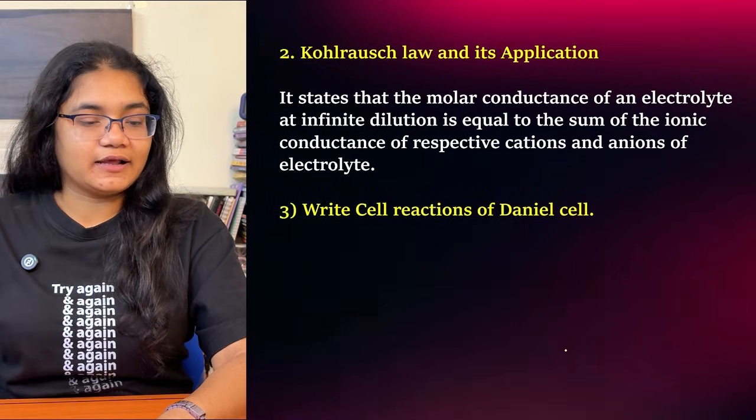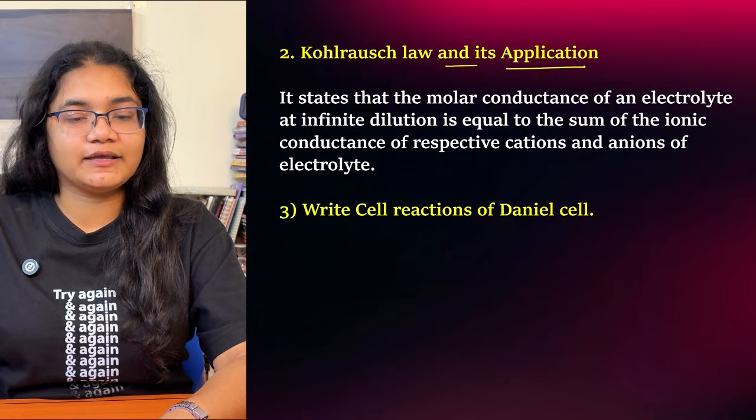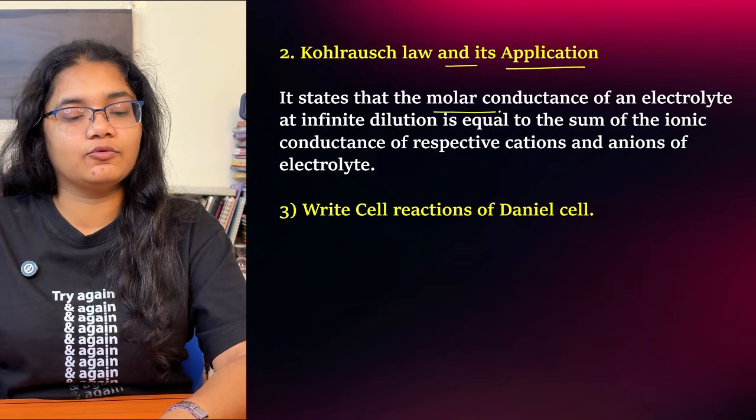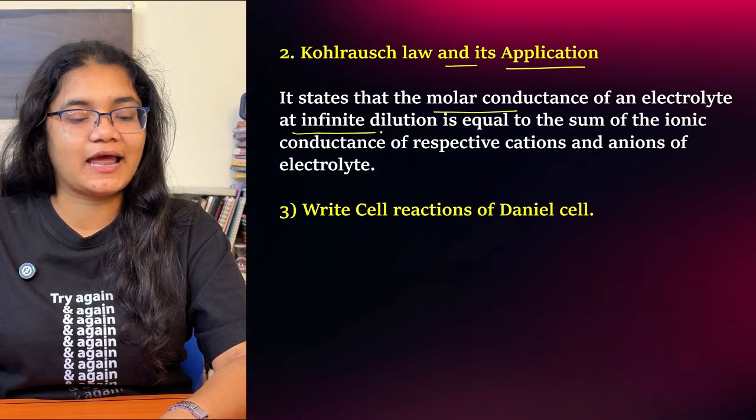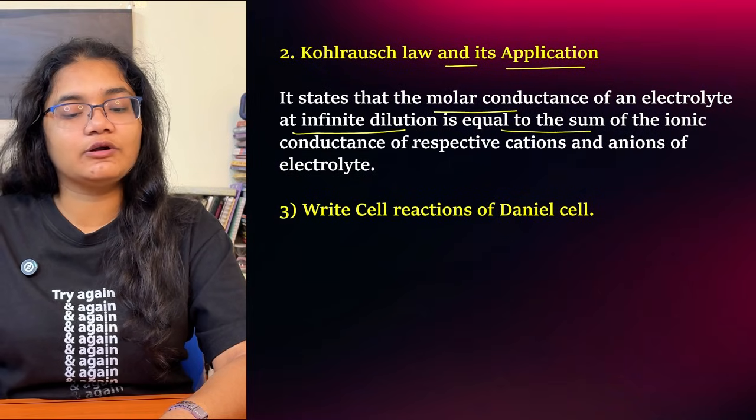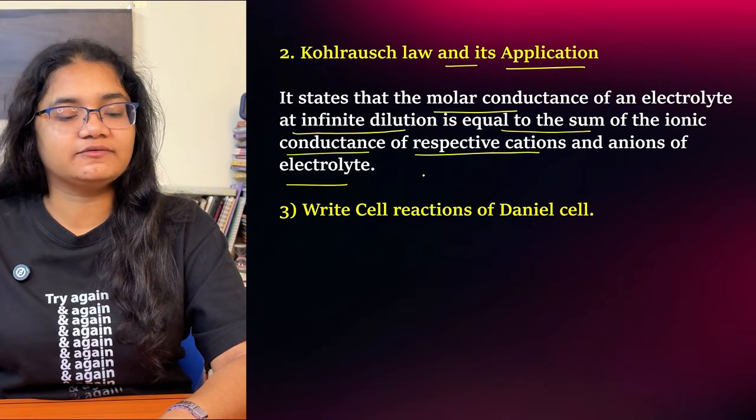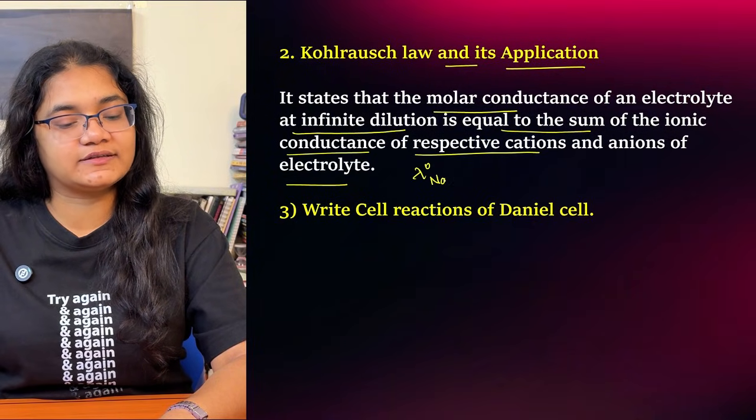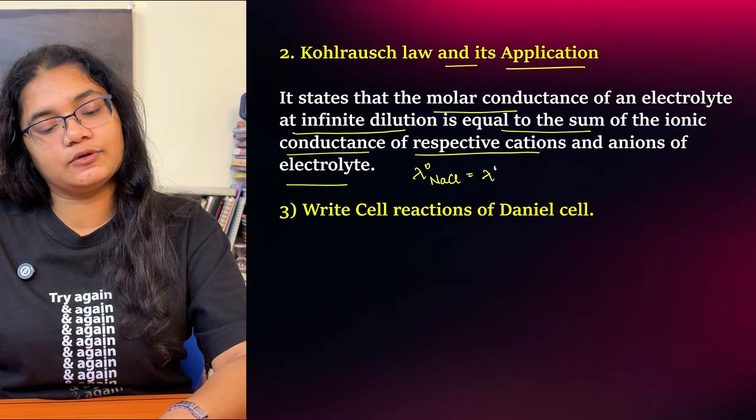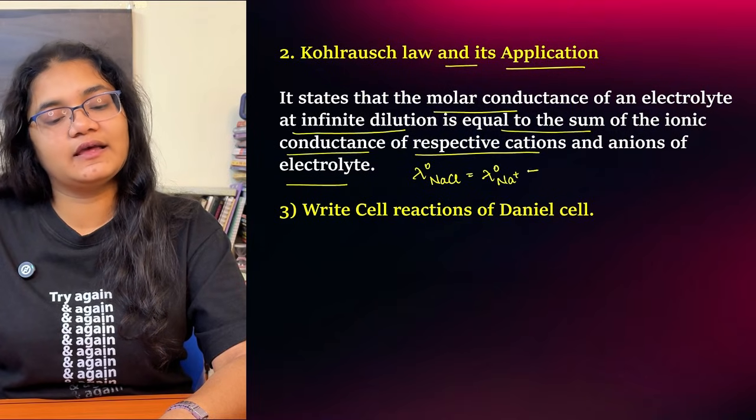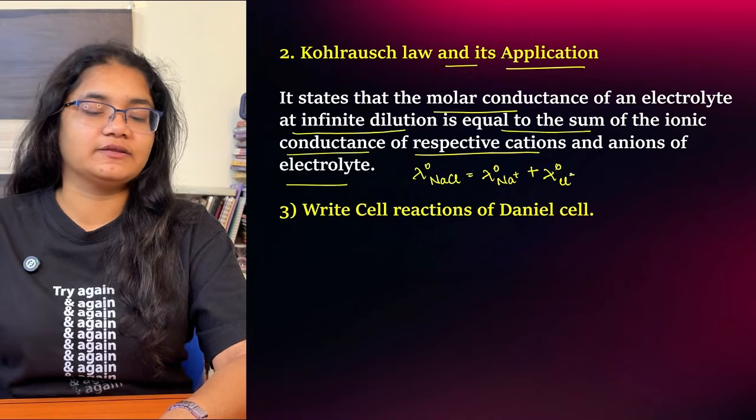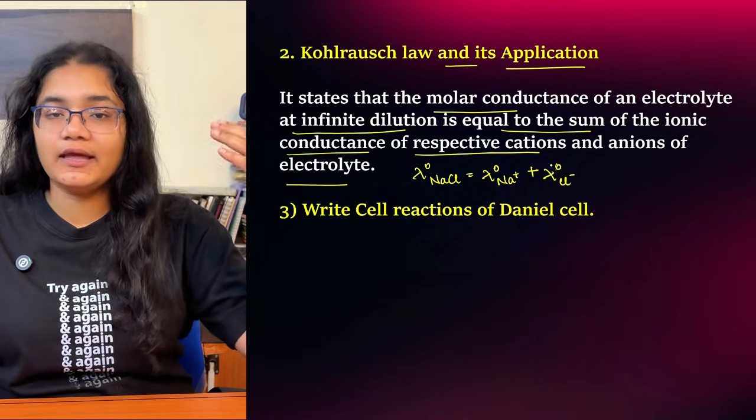Okay. Now, next one is Kohlrausch's law and its application. Kohlrausch's law states that the molar conductance of an electrolyte at infinite dilution is equal to the sum of the ionic conductance of the respective cation and anion. Means, for example, the molar conductance of NaCl is equal to the molar conductance of Na+ and the molar conductance of Cl-. Okay, both cation and anion are equally required.